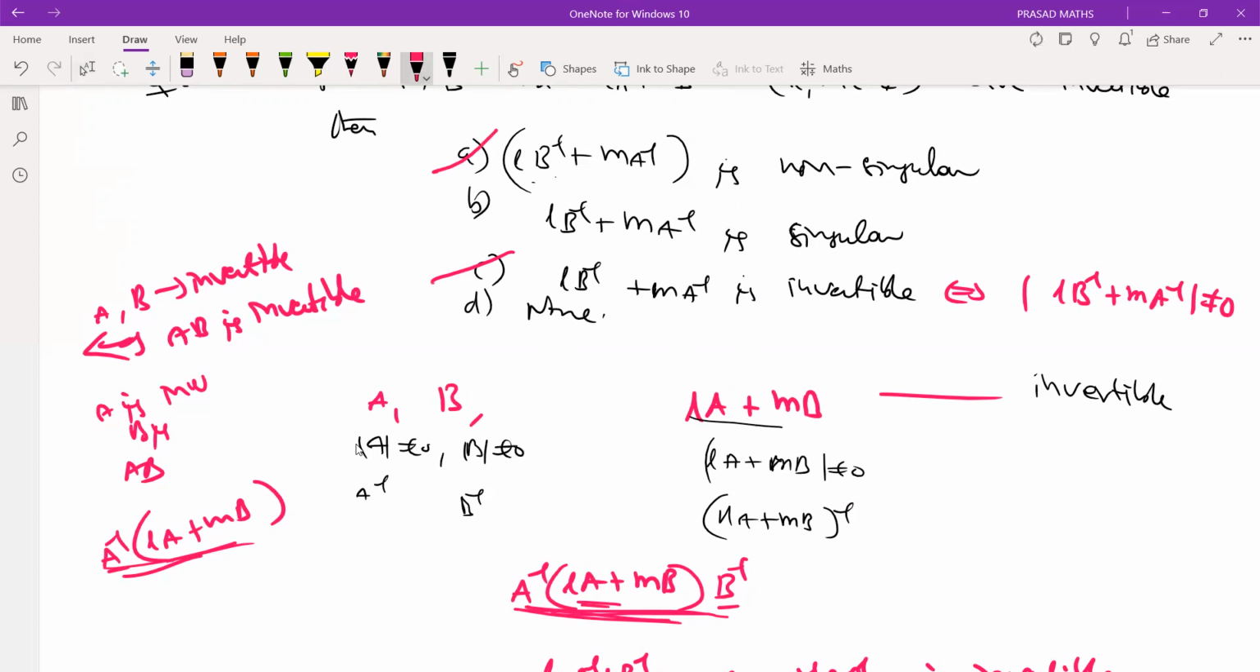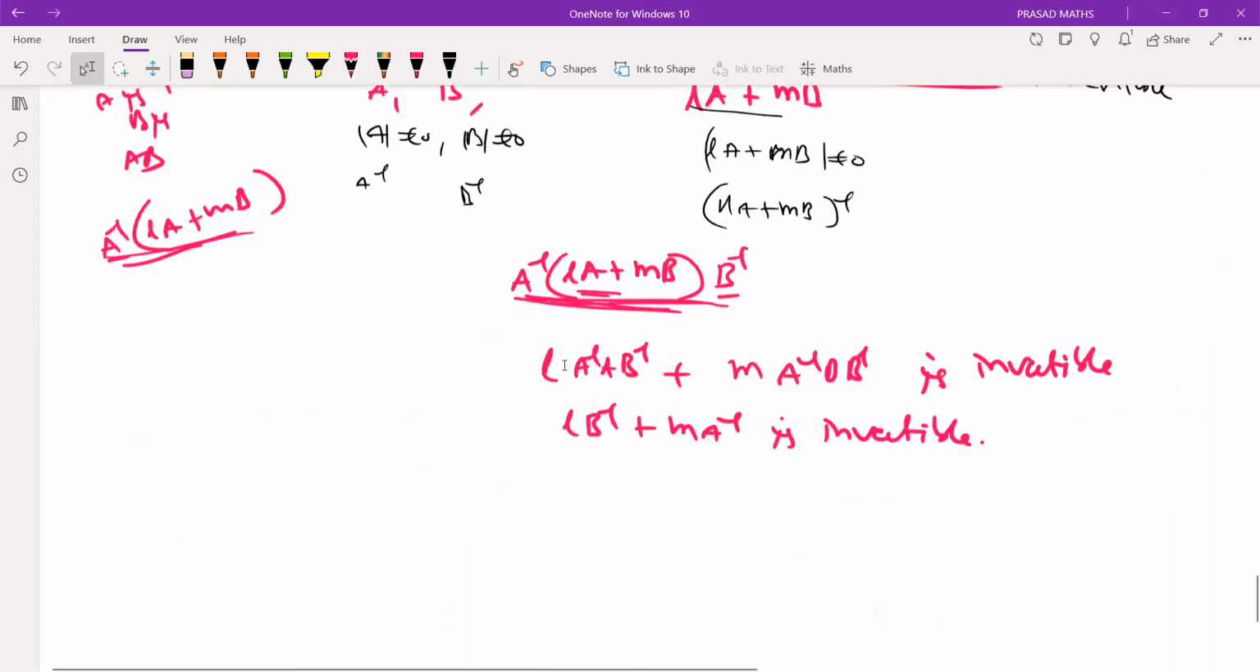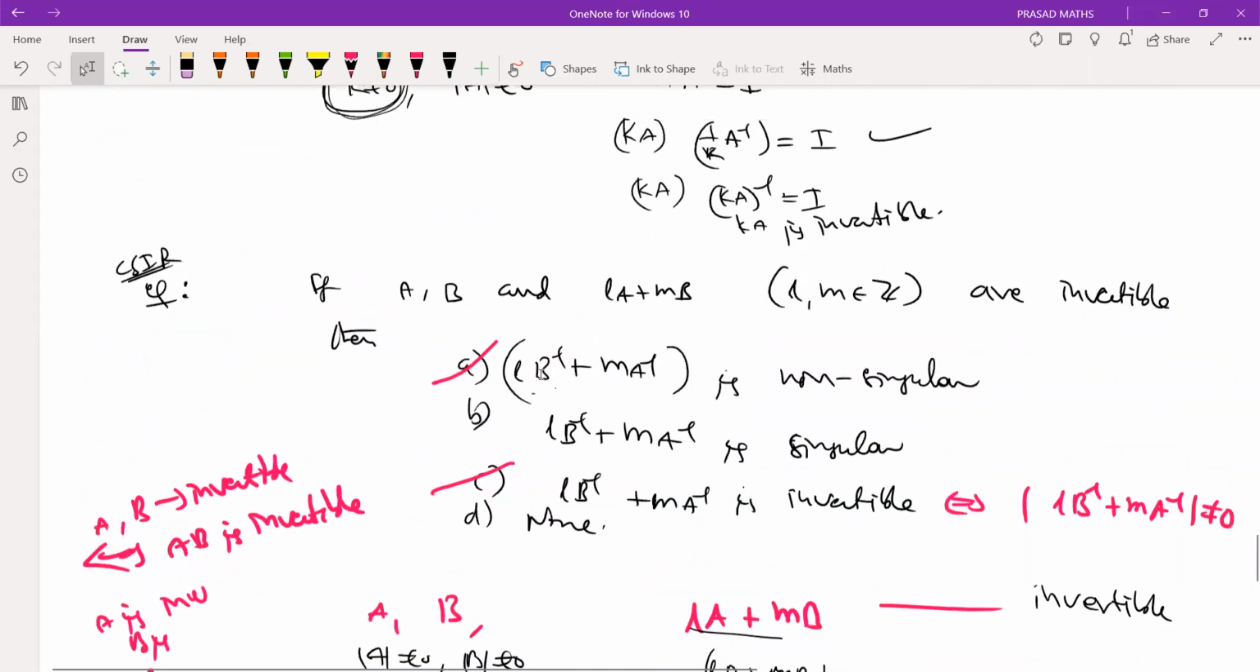Is it clear? So is it clear, all of you? Hello? Is it clear? A student asks: sir, can we take the first option as correct too? First option? First one is also right. Non-singular because the determinant is non-zero, right? Because invertible means non-singular.